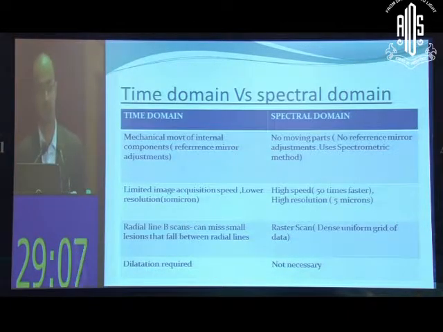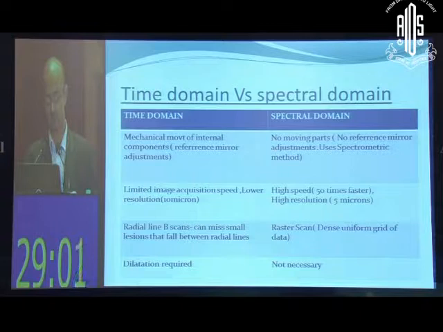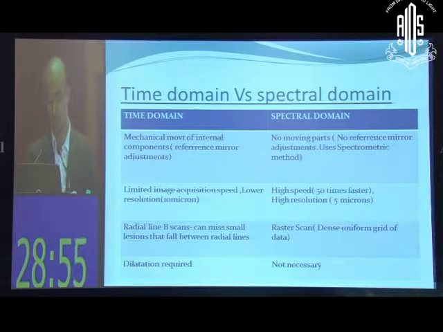We must understand the differences between time domain and spectral domain. In time domain, there is mechanical movement of the internal components, which is not there in spectral domain. There is a limited image acquisition speed and lower resolution in time domain compared to spectral domain. And in time domain, you get radial B-scan lines, whereas in spectral domain, you get raster scans, so it's difficult to miss any data. And dilatation is generally required in time domain, whereas it's not necessary in spectral domain.